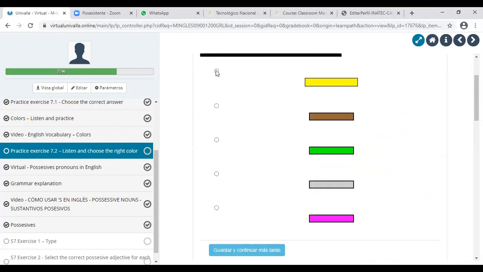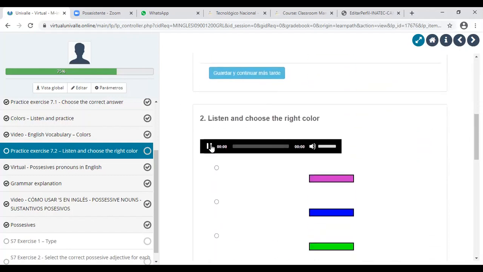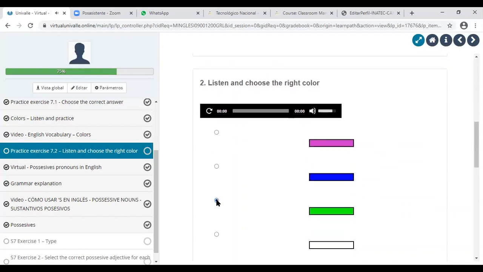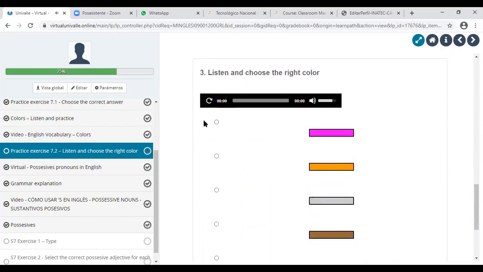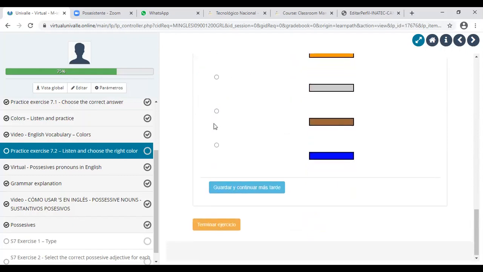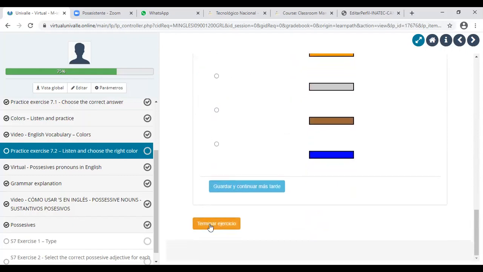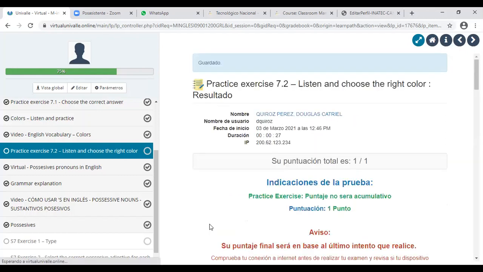Yellow, okay? Green, pink, okay? Now we are going to submit our answers.